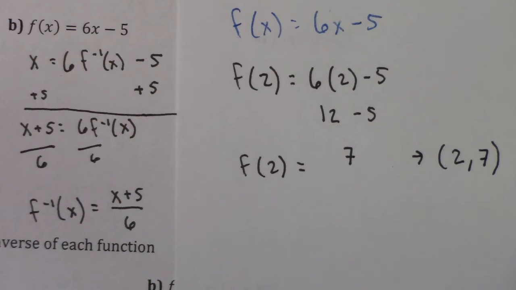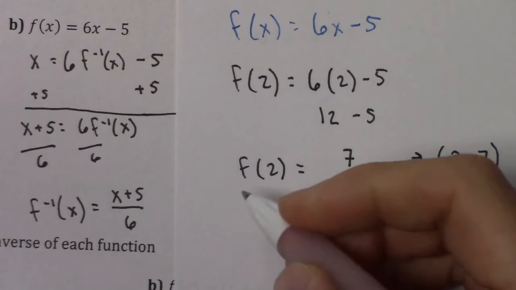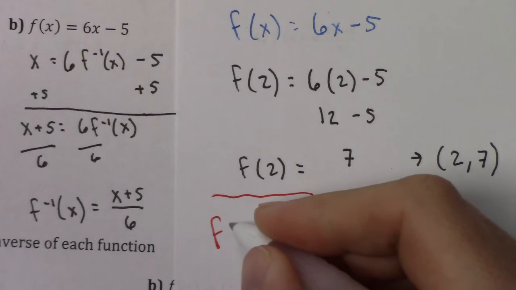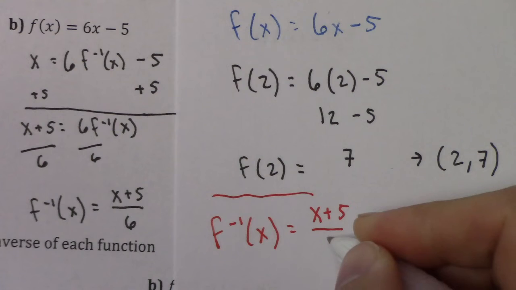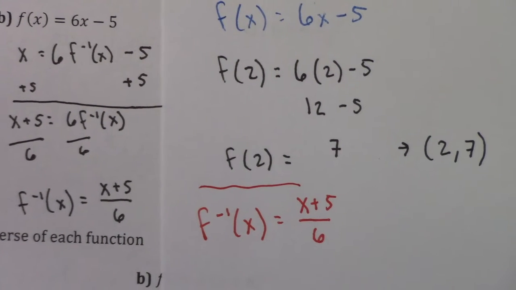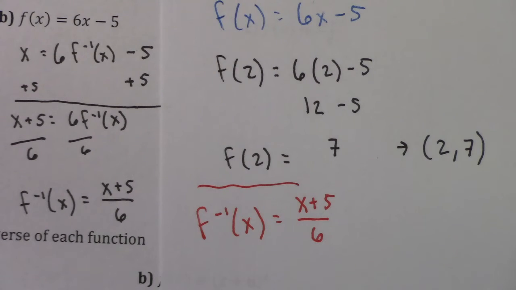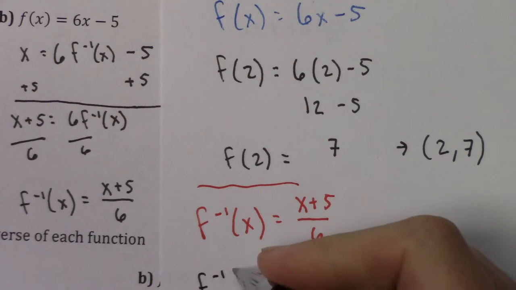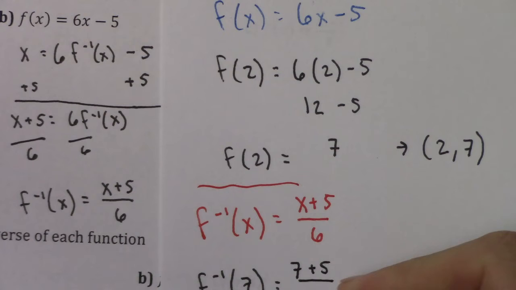Now, if we did our algebra right, if I take f inverse of x is equal to x plus 5 over 6, then that inverse equation should undo our original ordered pair. So what I'm going to do is this. I'm not going to plug in 2. I'm going to plug in 7. If I plug in 7, f inverse of 7, I now have 7 plus 5 over 6.